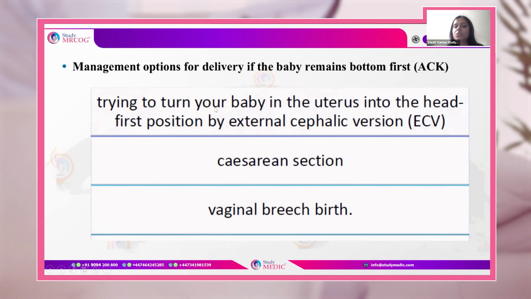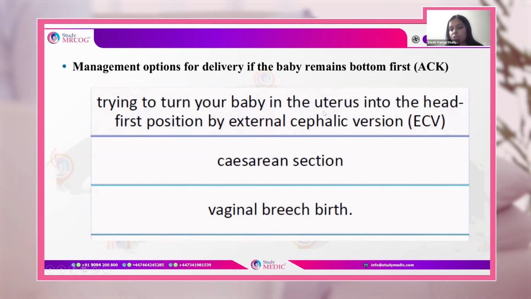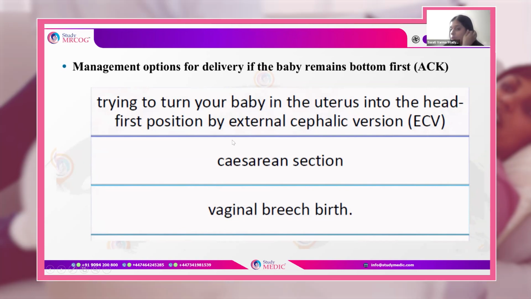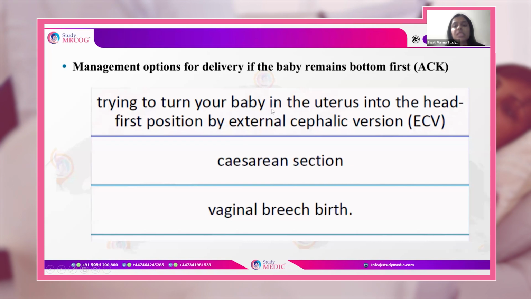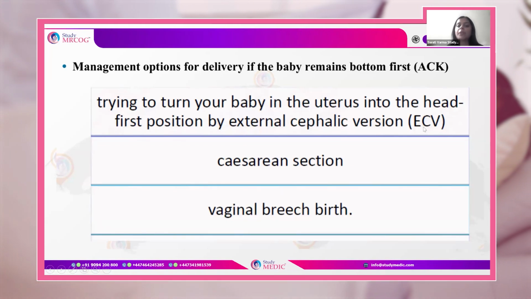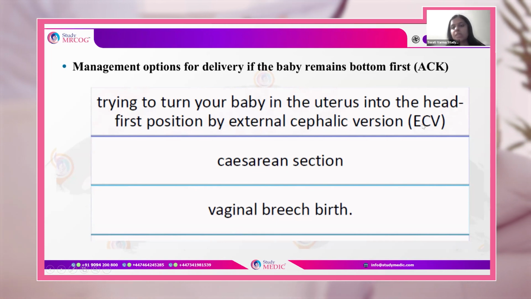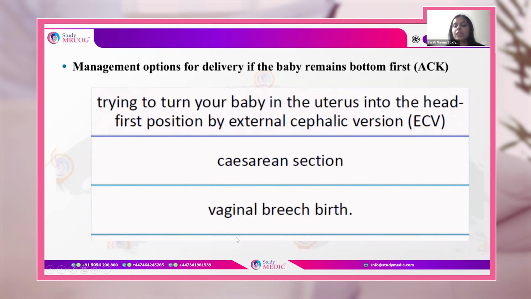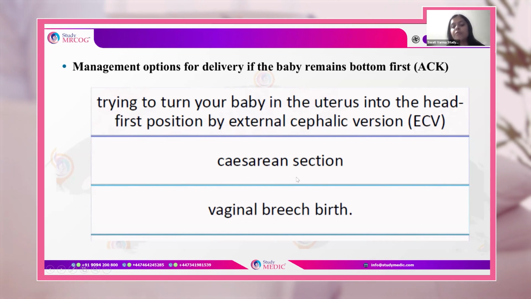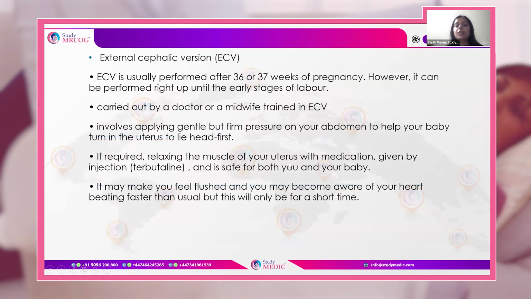The first option provided to the patient is to turn the baby in the uterus into the head first position. So here you can say that you will provide the option of ECV, and explain it to the patient. Then the other option, if ECV is denied or is unsuccessful, is that the patient is left with the options of vaginal breech birth and cesarean section. Then in brief, you have to tell the role player.